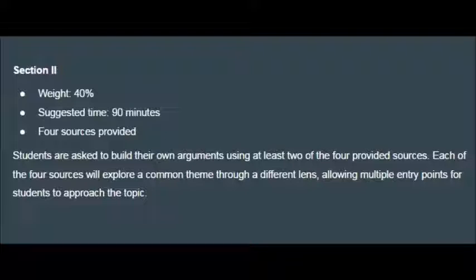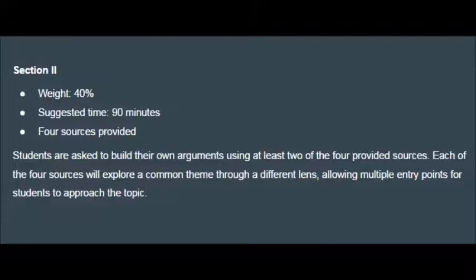We are given 4 sources, and you are asked to find evidence from the sources to write about them. The students are asked to build their own arguments using at least 2 of the 4 provided sources. Each of the 4 sources will explore a common theme through a different lens. It is recommended to use a minimum of 2 of the 4 sources, and this is because since the sources have different lenses, if you use more of them, it builds a more convincing argument since you have different perspectives.